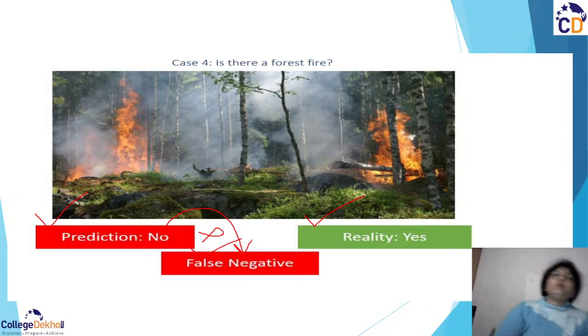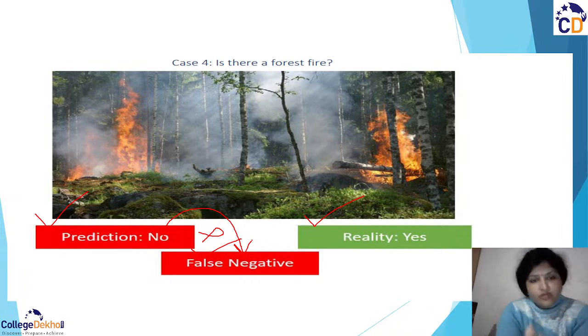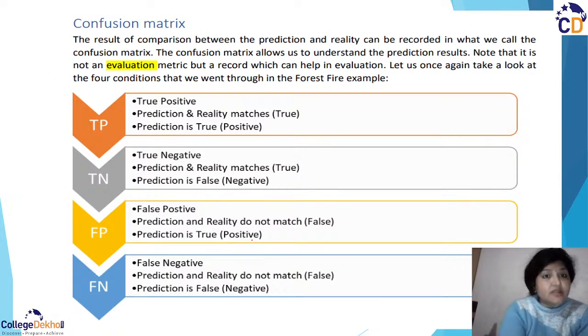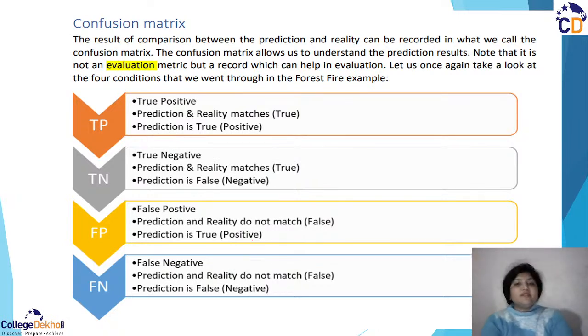So this is how we calculate all the 4 conditions: true positive, true negative, false positive, false negative. So we have discussed all the 4 conditions, right? Now let us start with the confusion matrix. Again, I am repeating, in my earlier session also I discussed this thing. Confusion matrix is not an evaluation metric. It is just a recording of results.